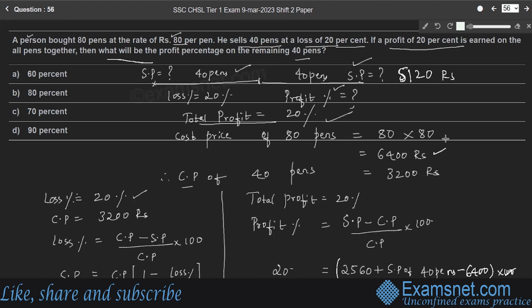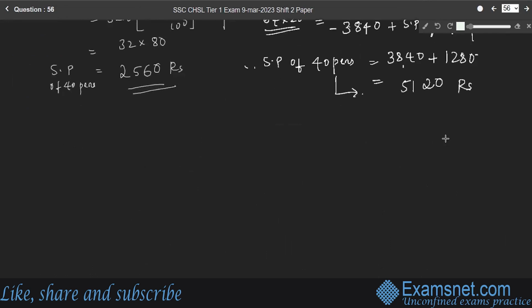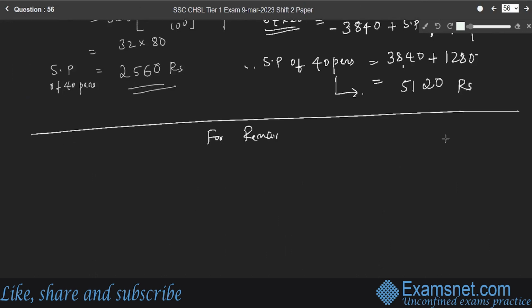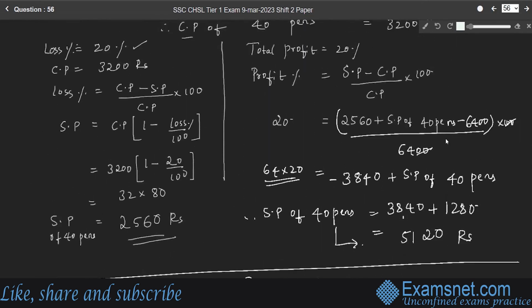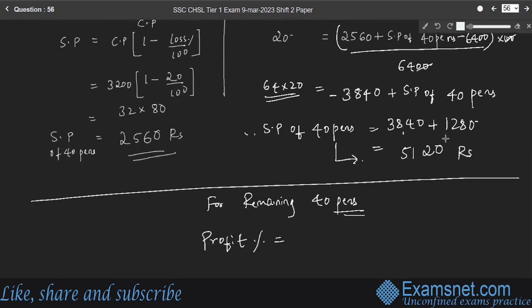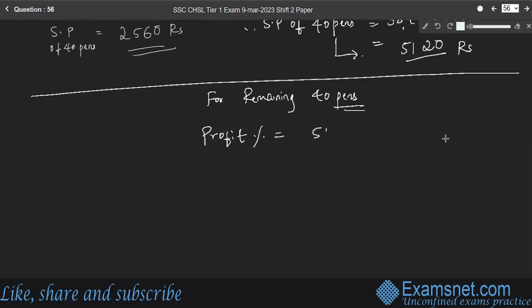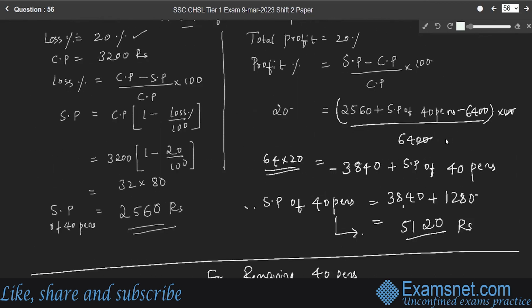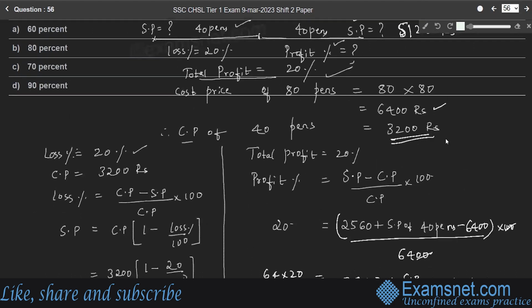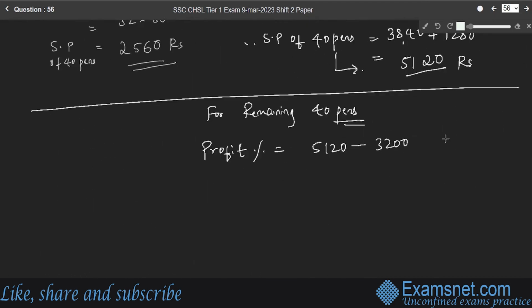Here the question is, what will be the profit percentage on the remaining 40 pens, right? So for the remaining 40 pens, what is the profit percentage? By the formula it is selling price minus cost price. Selling price of the remaining 40 pens is 5,120. 5,120 minus cost price of the remaining 40 pens. It is the same, 3,200, right? So 3,200 over the cost price, 3,200 into 100.